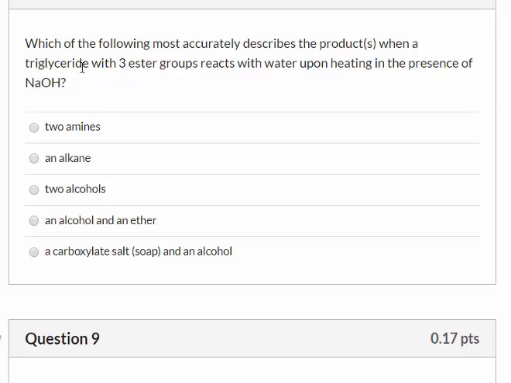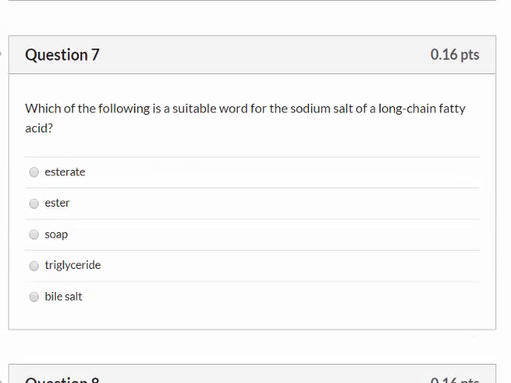A triglyceride might be a fat or an oil. If you add base and heat, that's exactly the recipe to make the same thing we were talking about above here.